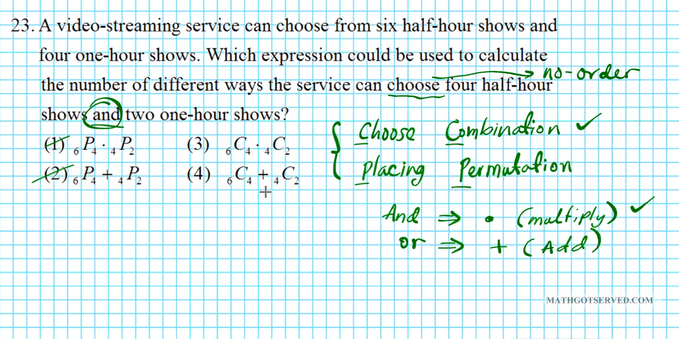You can clearly see that our answer is option number 3. Out of 6, you choose 4 for the 4 half-hour shows, and then out of 4, you choose 2 for the 2 one-hour shows, and the multiplication is the "and." If it were "or," your answer would be option 4. So our answer for this is number 3.